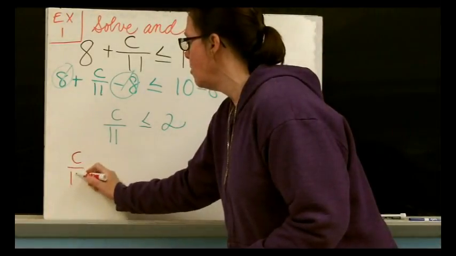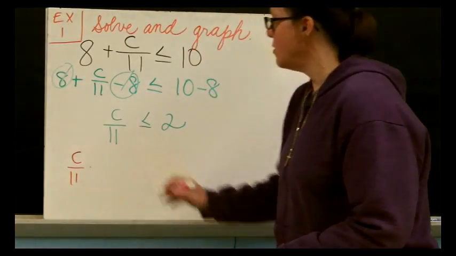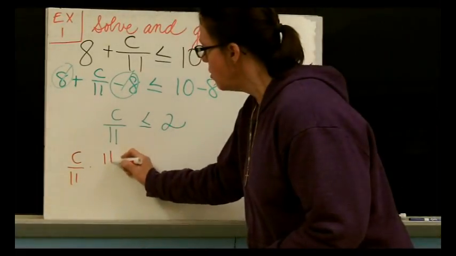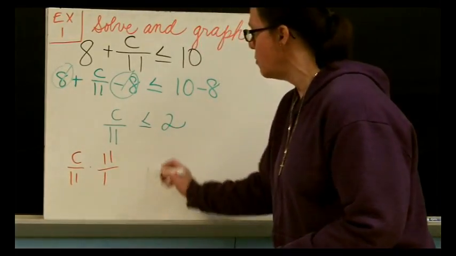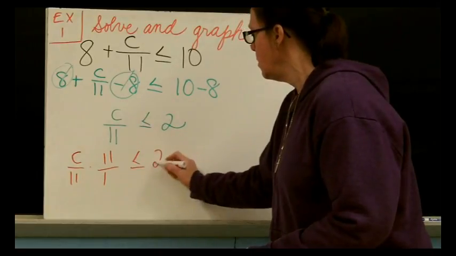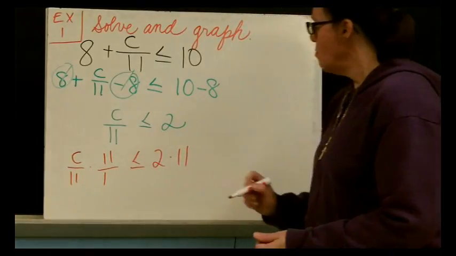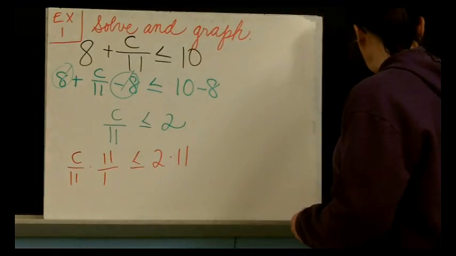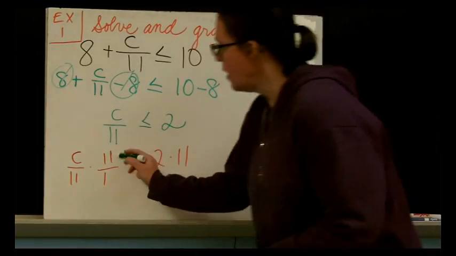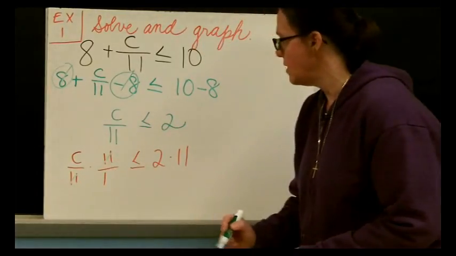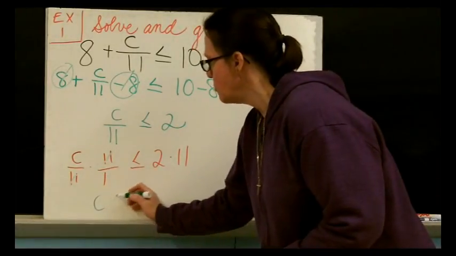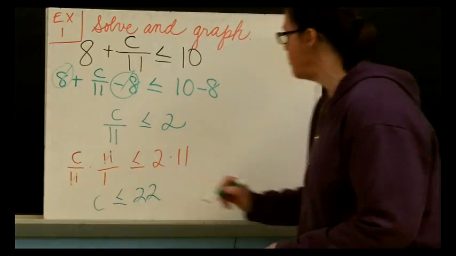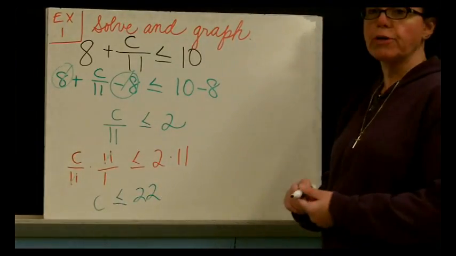And you know by now that when we are dividing a fraction by a whole number, we put that whole number over the denominator 1. Remember to multiply the 2 by a positive 11 as well. Now we have the 11s cross-canceling, and we are left with c being less than or equal to a positive 22. So we're halfway done.